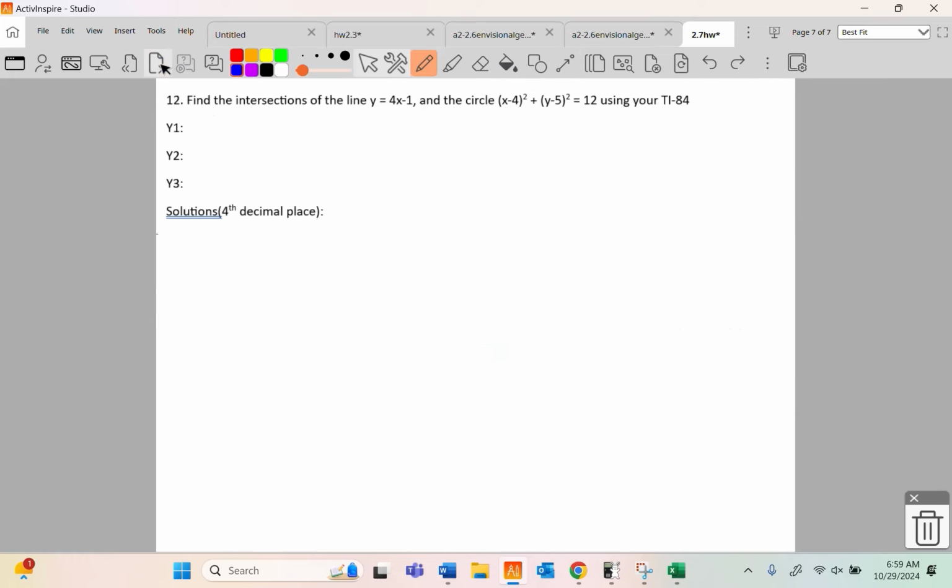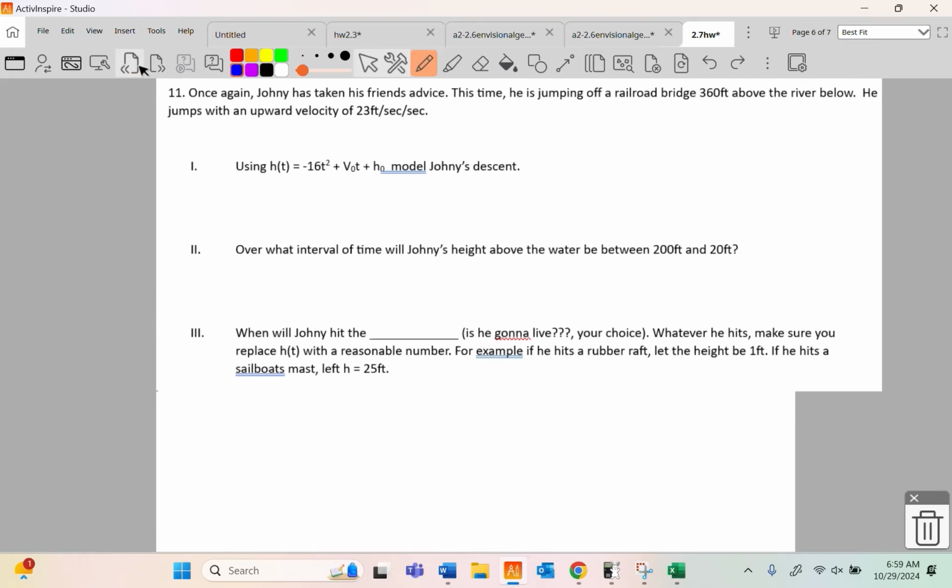Let's see here. That's where I'm stopping. That's enough, because I've got something else I got to do. I got to work on a twin for your test.